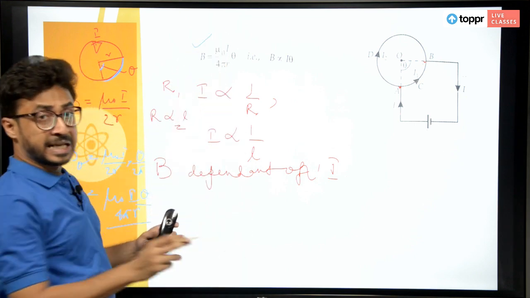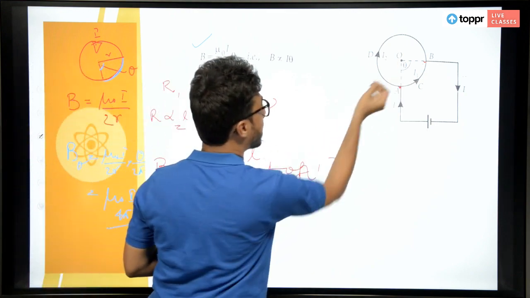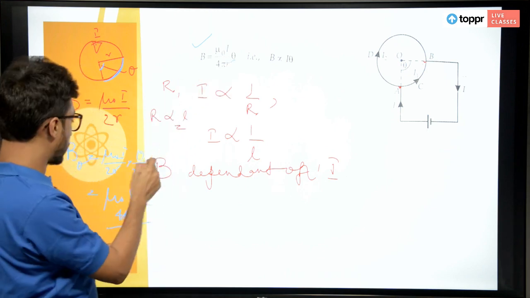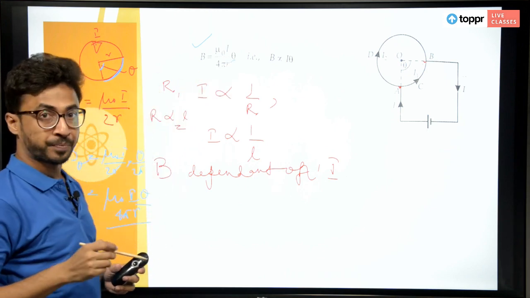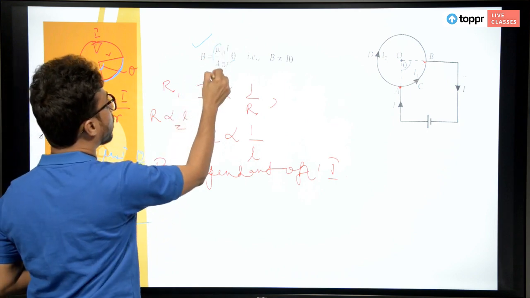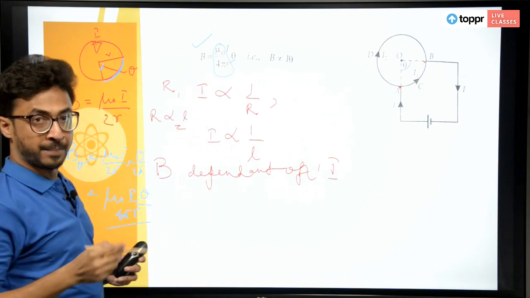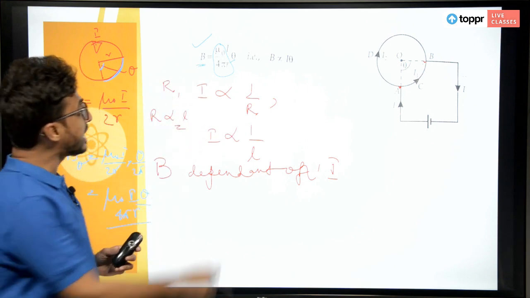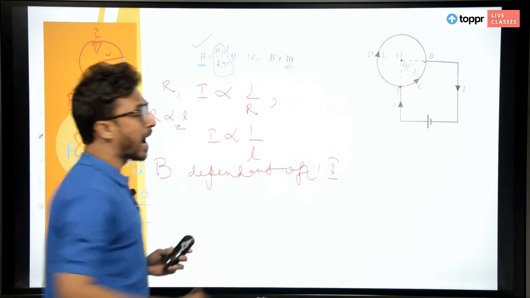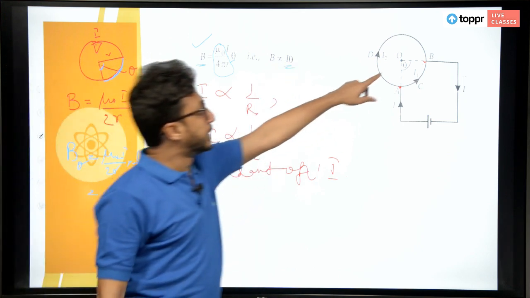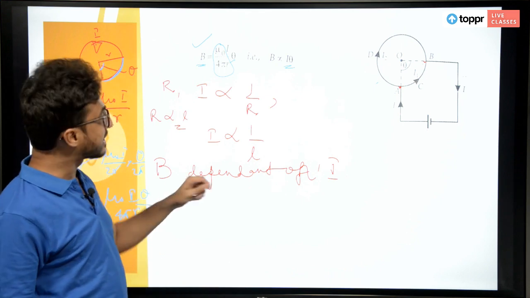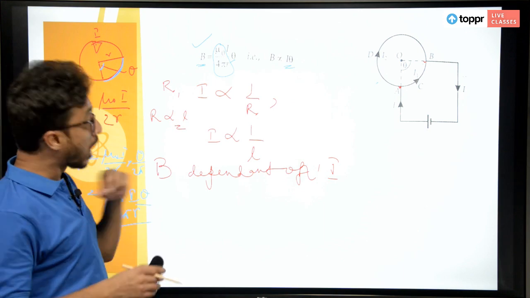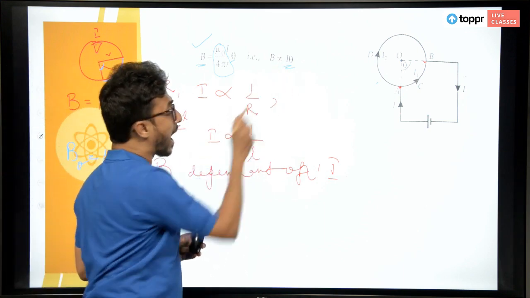So, B, the magnetic field generated at the center of the coil, depends on the angle theta: mu 0 I by 4 pi r into theta. Now, mu 0, 4 pi, r, all these are constants, r being the radius. So, B is proportional to I into theta. The magnetic field generated at the center will be proportional to the product of I into theta. Now we need to find out the dependence of I and theta.